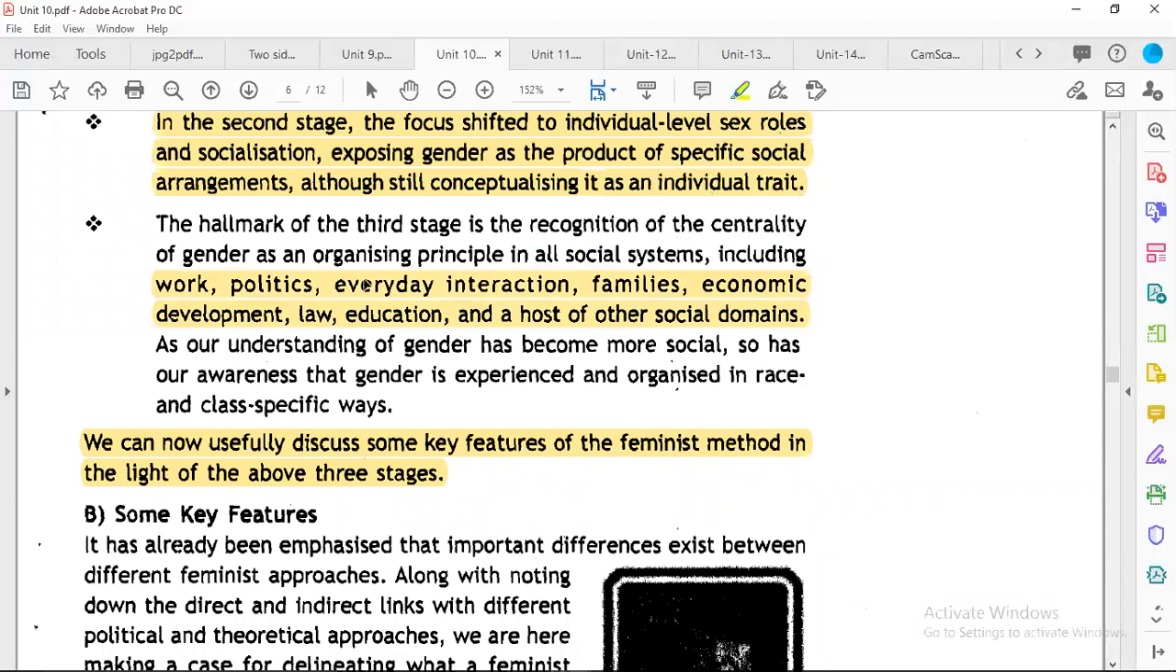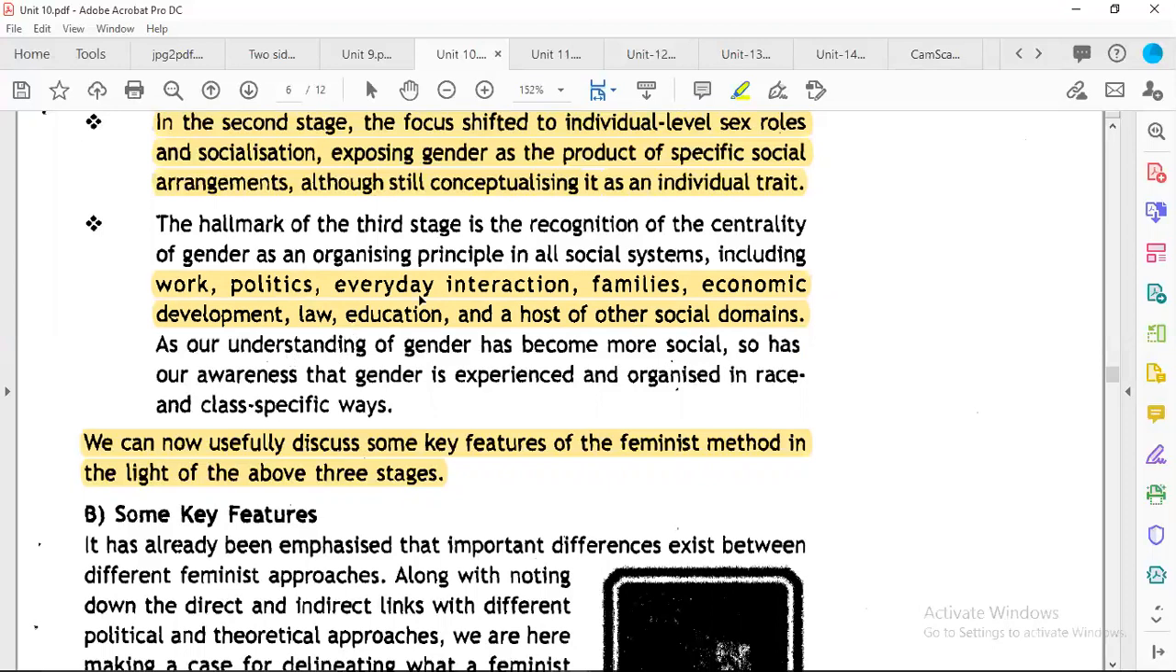It is an organizing principle which is very much present in work, politics, everyday interaction, family, economy, development, law, education, and all other social domains. So gender is created by society, and gender is very much present in society. It is not any individual trait.